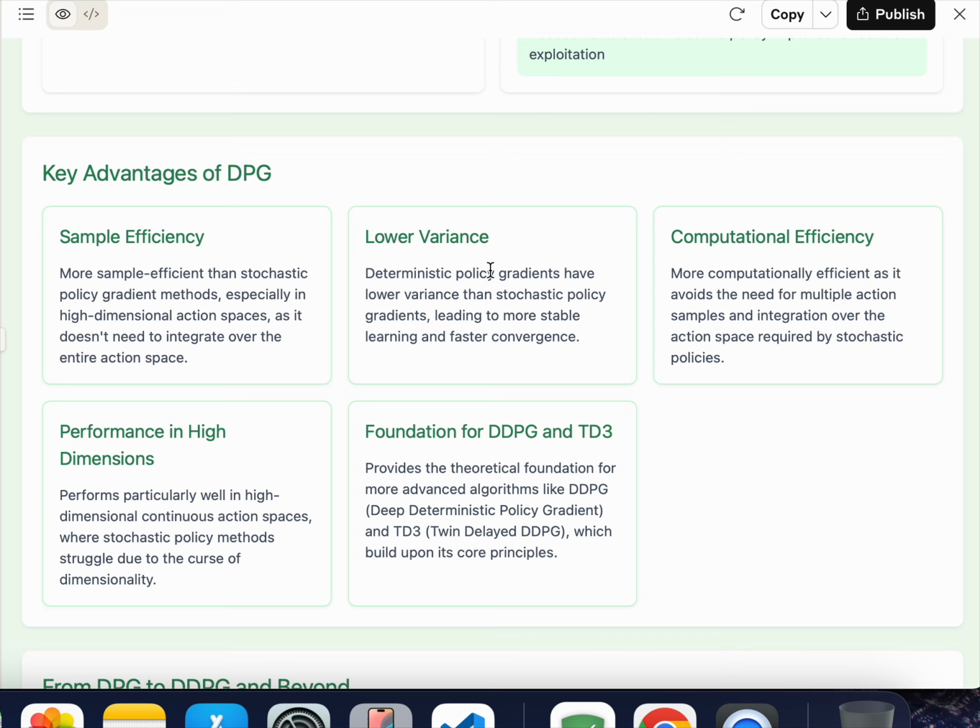Third, it is better suited for high dimensional actions. In those cases, sampling efficiently becomes difficult with stochastic policies, but deterministic ones handle it better. Lastly, DPG is the foundation for more advanced methods. Algorithms like DDPG and TD3 are built on this. So, if you understand DPG, you have already got the core idea behind them.